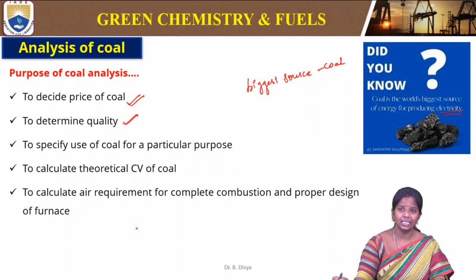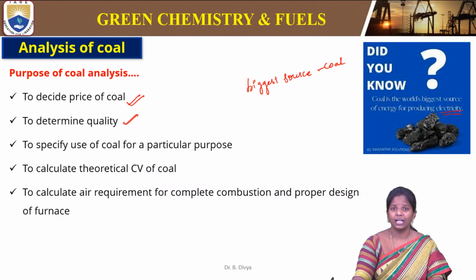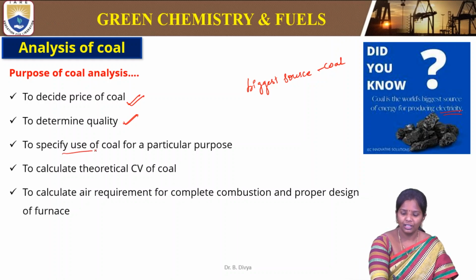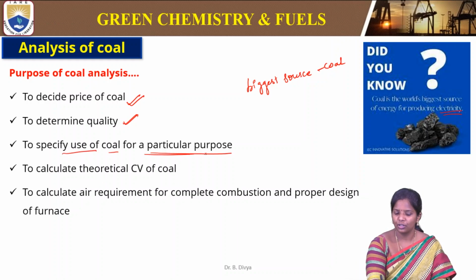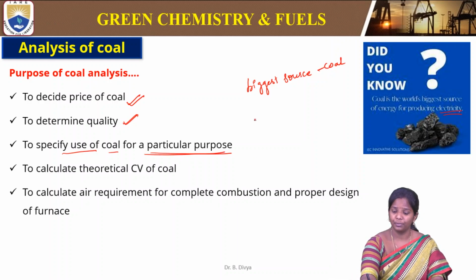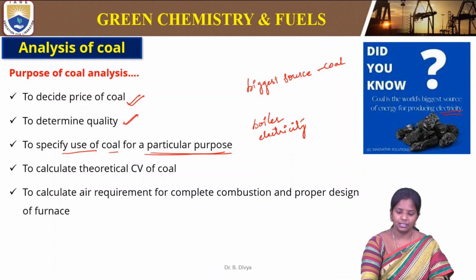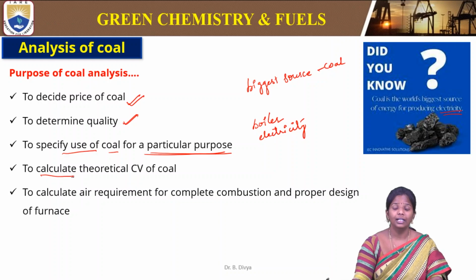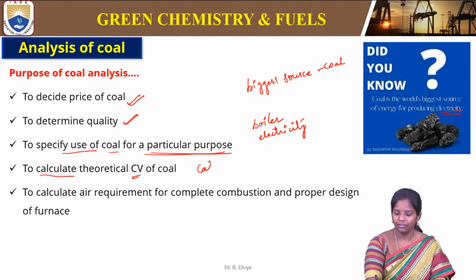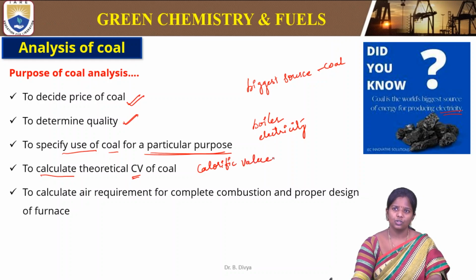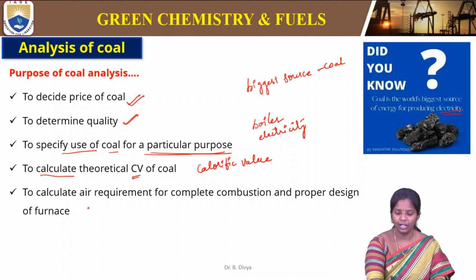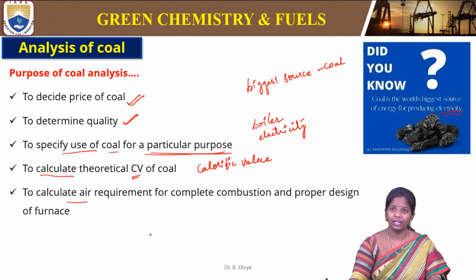Then it also determines the quality of the coal, and specifies the use of coal for a particular purpose, like boilers or electricity. For that we need some properties of coal, which can be obtained only through chemical analysis. It also helps in calculating the theoretical calorific value, which defines the heat generated from that coal, and also helps in calculating the air requirement for complete combustion.